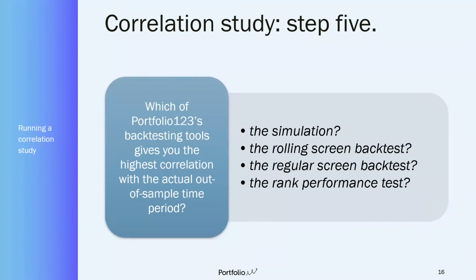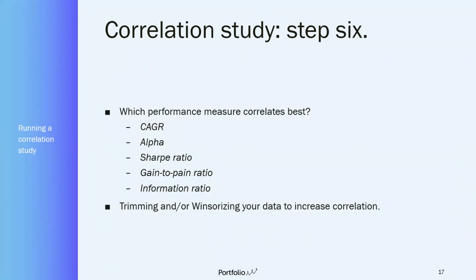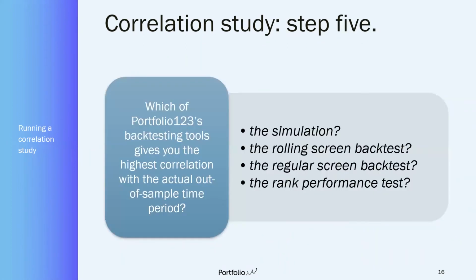Step 5 is to look at which of Portfolio 123's backtesting tools gives you the highest correlation with the actual out-of-sample period. So is it the simulation, the rolling backtest, the screen, the rank performance test? Personally, I found that the simulation does the best, but it's not a huge difference. These are all things that you should look at ideally, but I found the simulation is the most reliable.